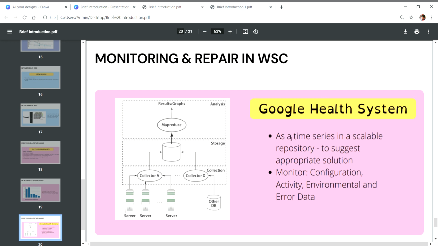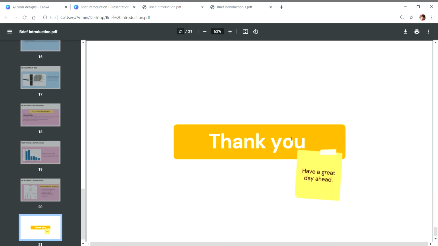This Google Health system constantly monitors every server. The system stores this information as a time series in a scalable repository where it can be used for various kinds of analysis, including automated machine failure analysis. With this kind of approach, machine learning methods are able to suggest the most appropriate repair actions. So thank you so much.